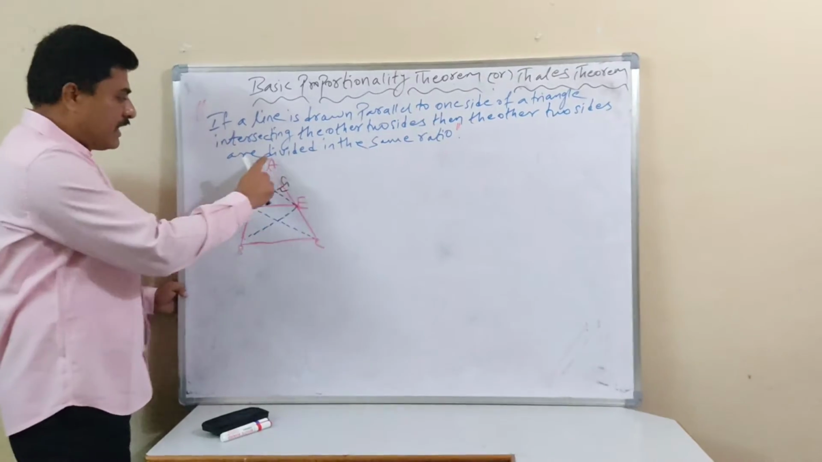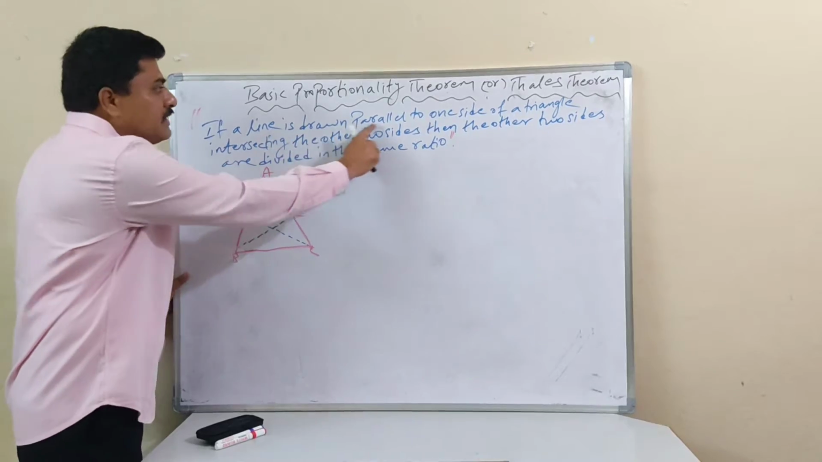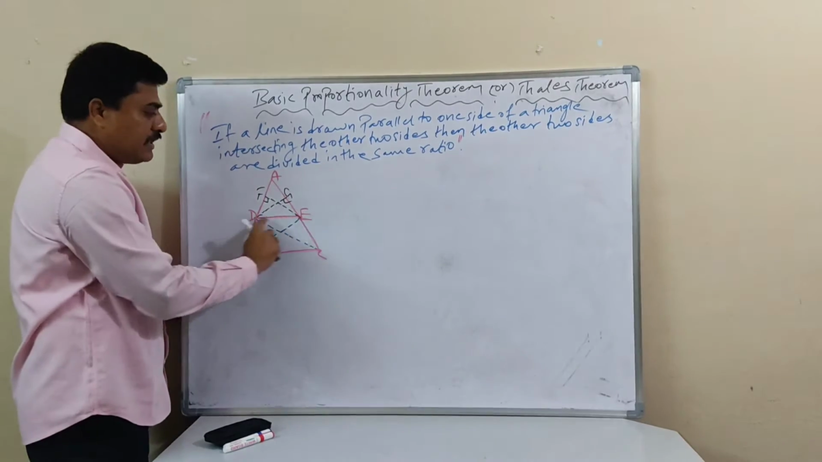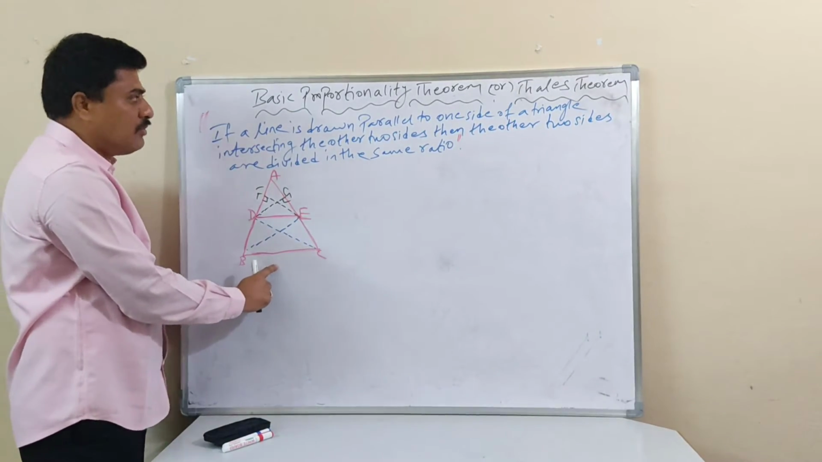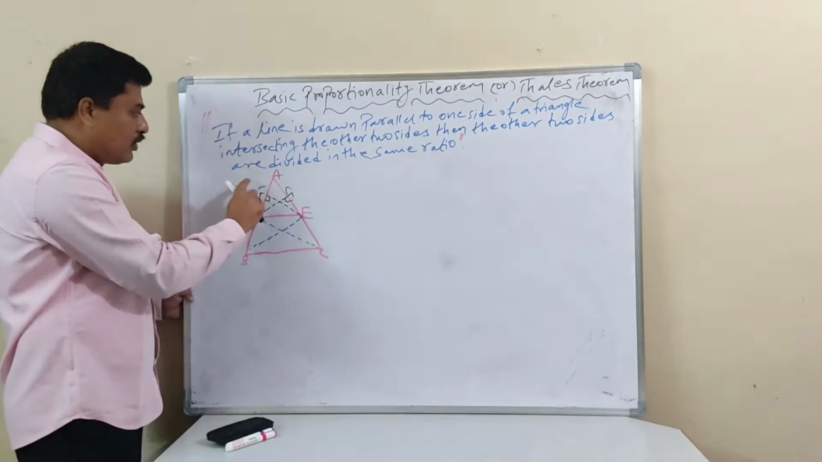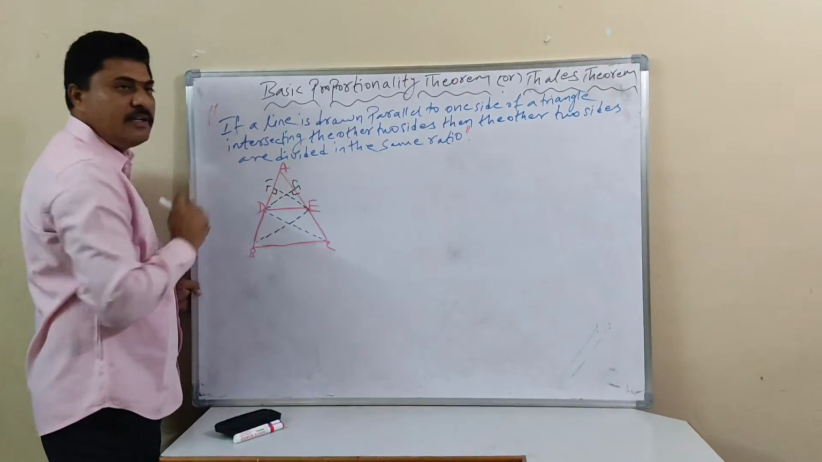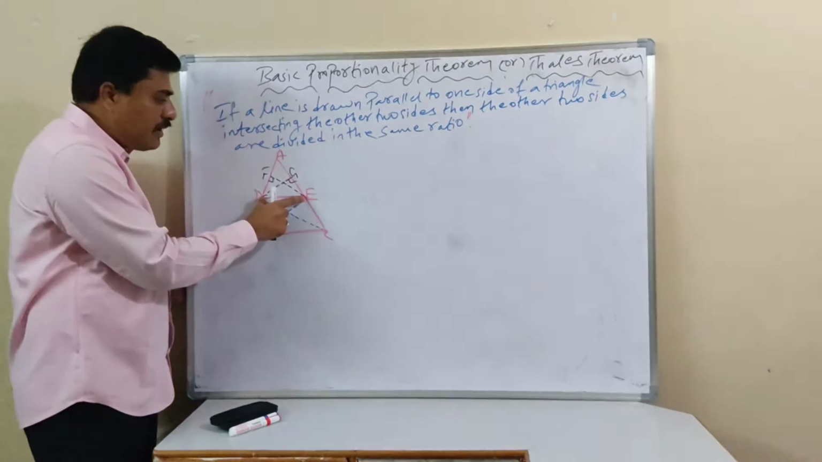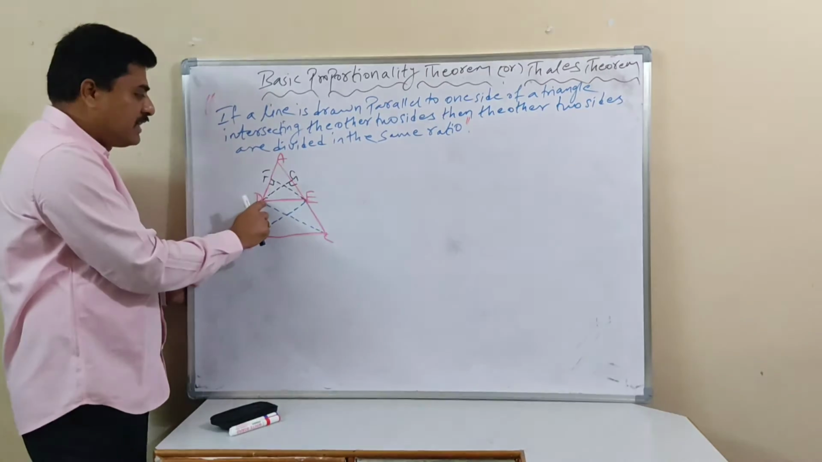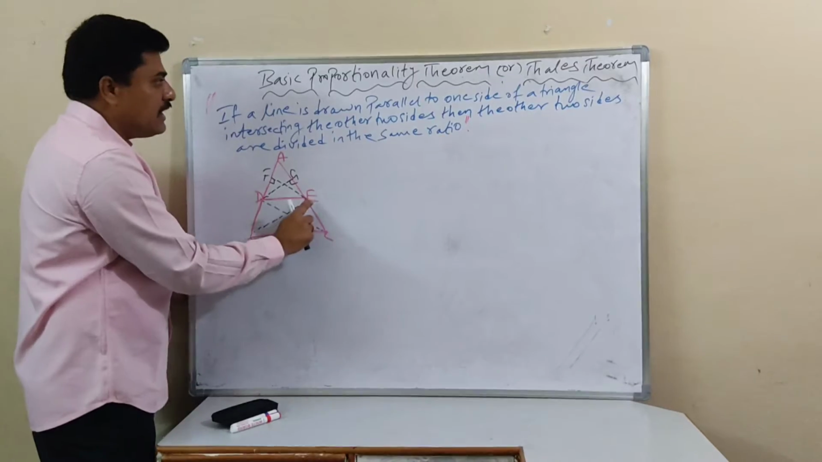For your better understanding, ABC is a triangle. Here it says a line is drawn parallel to one side. So this is the side, and I am drawing one parallel line, that is DE. DE is parallel to BC, intersecting the other two sides. So D and E both intersect the other two sides, that is AB at D and AC at E. BC is parallel to DE such that this line intersects the other two sides of triangle ABC, that is AB at D and AC at E.